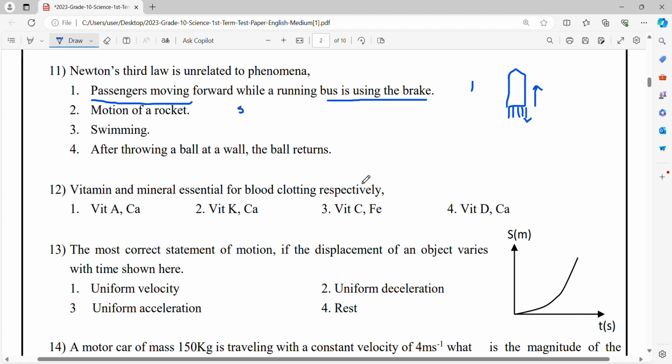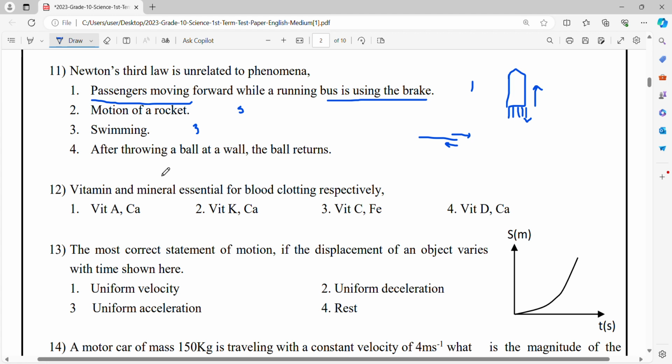In swimming, pushing water backward is action. The body moving forward is reaction. So here also Newton's third law, action and reaction.